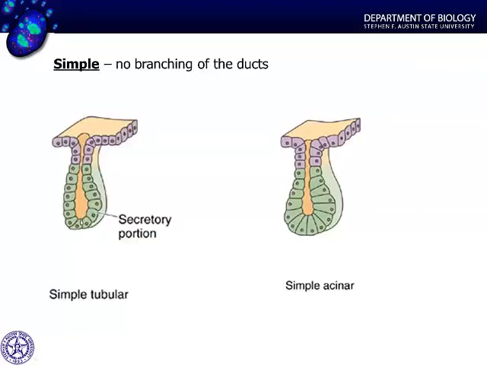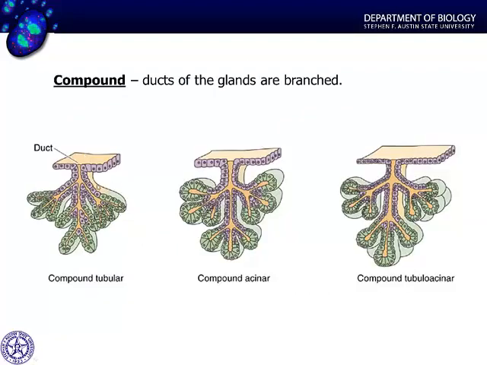So here's our simple tubular, here's our simple acinar. Now, if in fact the ductal system has multiple units to it, then this is going to be referred to as compound. And in this case, they have drawn this illustration so that each one of our parenchymal units has its own ductal system emptying into first this duct, and this duct.